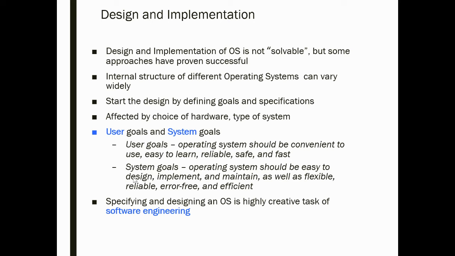So the internal structure of different operating systems can vary widely. Start the design by defining the goals and specifications, affected by the choice and type of the system. The user goals include that the operating system should be convenient to use, easy to learn, reliable, safe, and fast, that all of us want. And the system goals include that the operating system should be easy to design, implement, and maintain, as well as flexible, reliable, error-free, and efficient. Specifying and designing an OS is a highly creative task of software engineering.